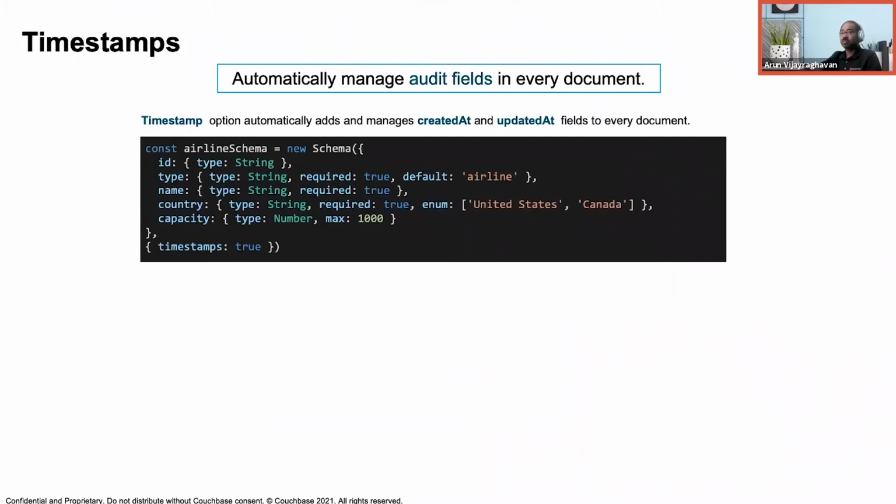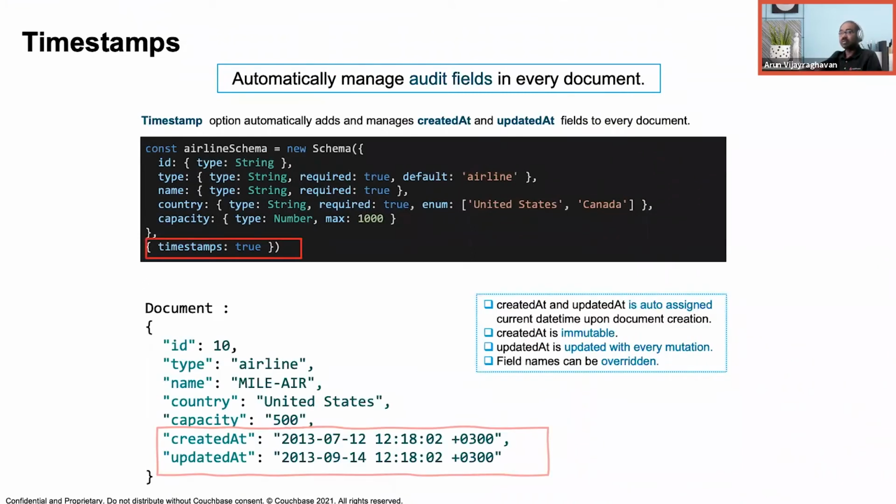Timestamps provide audit capabilities. When enabled, it instructs Ottoman to automatically add createdAt and updatedAt fields, defaulting their values to the current date and time. createdAt is immutable. That is, it is set only once when creating a document, while updatedAt, on the other hand, is updated every time the document is mutated. Timestamps exhibit the auditability attribute of data quality.